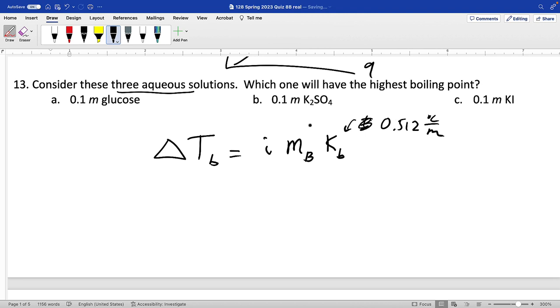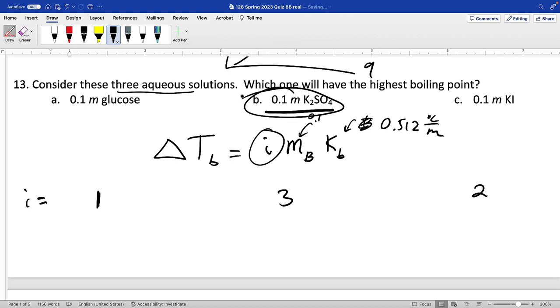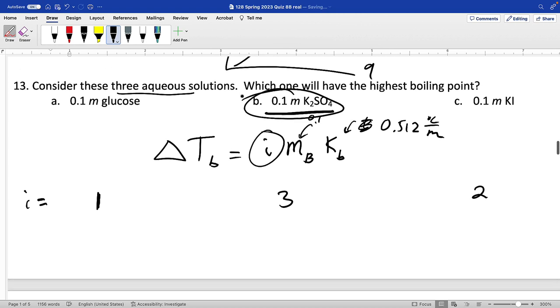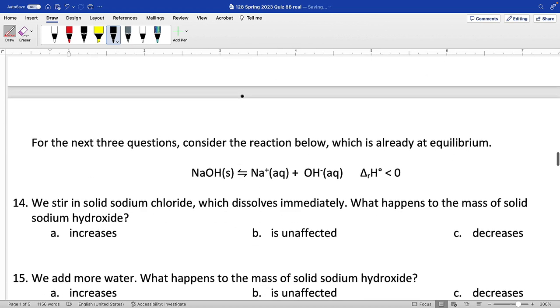And the molality is all the same, so that's all 0.1. So the only difference is the Van't Hoff constant. If we look at the Van't Hoff constant for these different substances, we have a molecule that doesn't break into pieces, a salt that breaks up into three pieces, two potassiums and one sulfate, and a salt that breaks up into two pieces, potassium and iodide. So that means that this would be the right answer because it has a Van't Hoff factor that's bigger than the others.